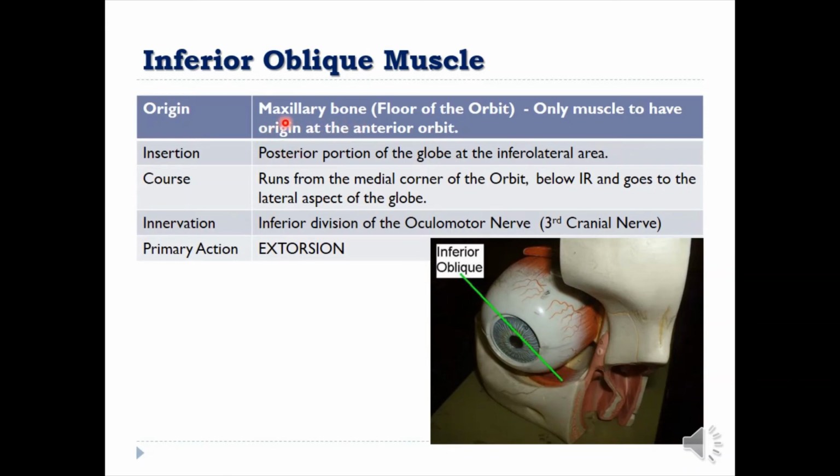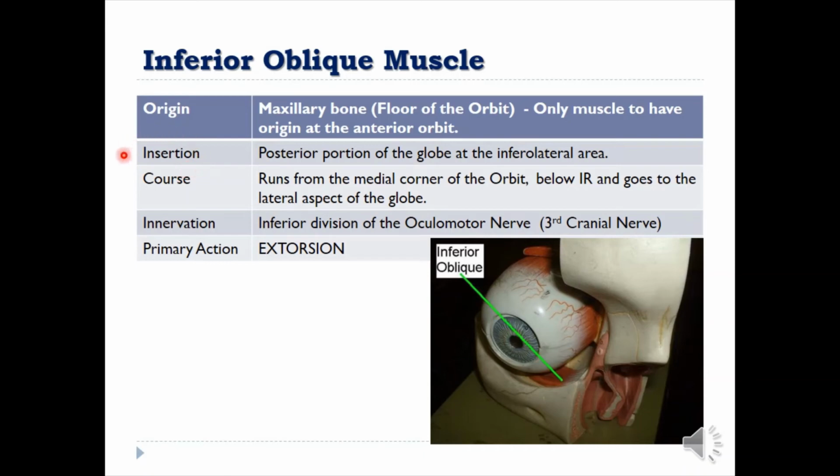Now, where is the maxillary bone? I hope you remember what we discussed in the orbit lecture. The maxillary bone is nothing but the bone on your cheek. The whole bone is the maxillary bone. And you can see this is the inferior oblique.